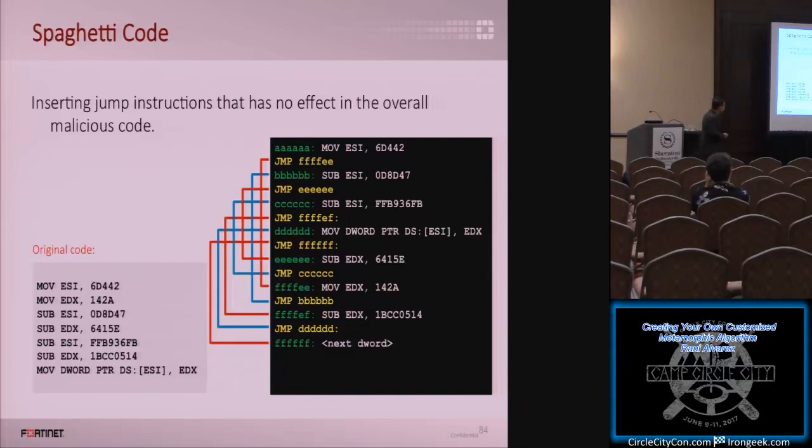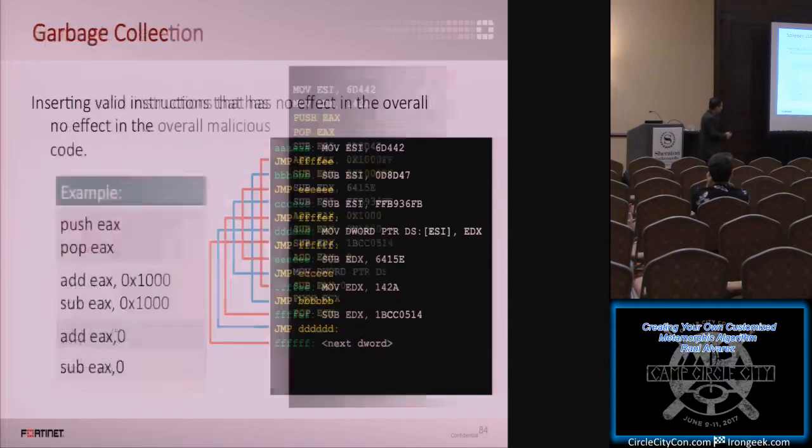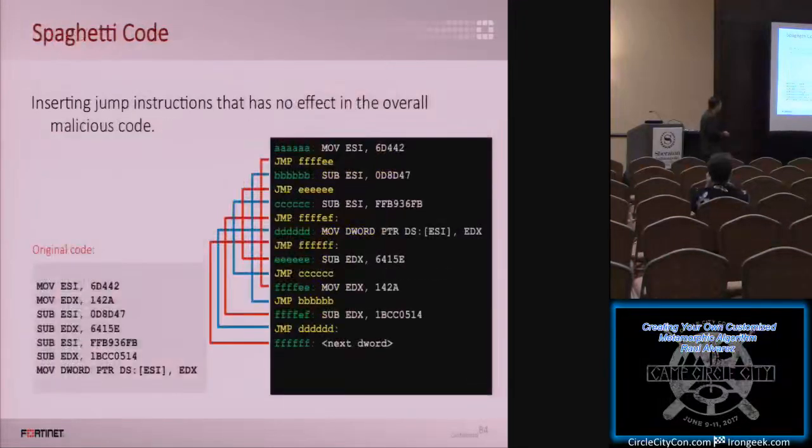Okay, again, this particular part is similar to the white instructions here, the same set of instructions. But if you put spaghetti code jumping all over the code, you can rearrange them. The first instruction here is mov ESI, 6D442. Where is it? It's here. Mov EDX, 142A is somewhere here. But if you put a jump somewhere, going back and forth, you can rearrange these instructions, and it will still generate the same 4 decrypted bytes. That is what we call spaghetti code.